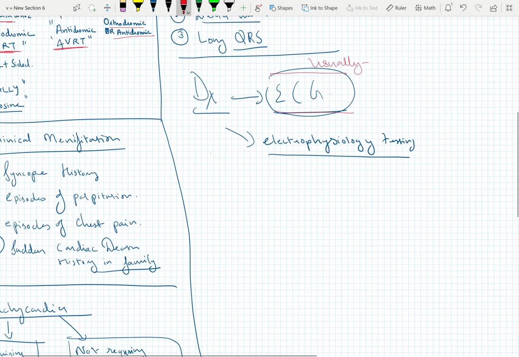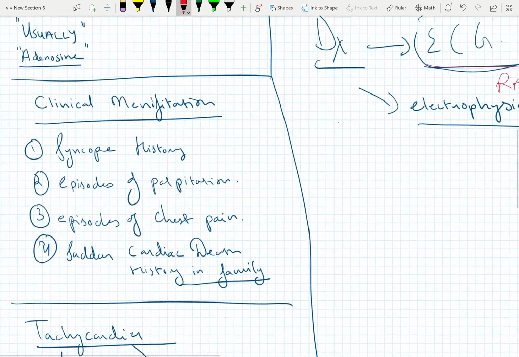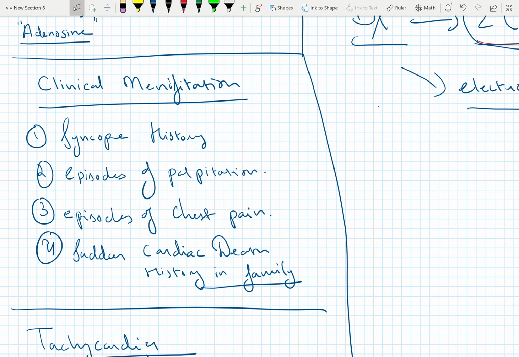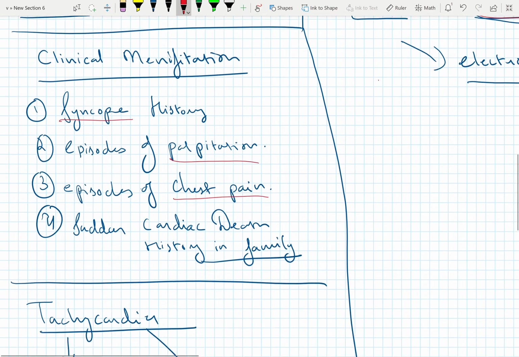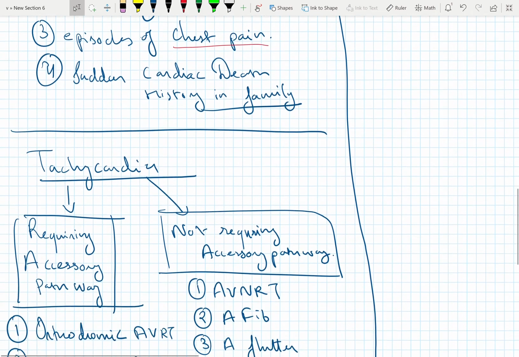Rarely you need an electrophysiological study. In the history, you should ask the patient about syncope, like any syncope where he felt palpitations, lightheadedness, or something like that. You can also ask about chest pain, which can contribute to palpitation or arrhythmia, and whether the patient has any family history of sudden cardiac death, because in WPW, about 5% of patients have a family history of sudden cardiac death.